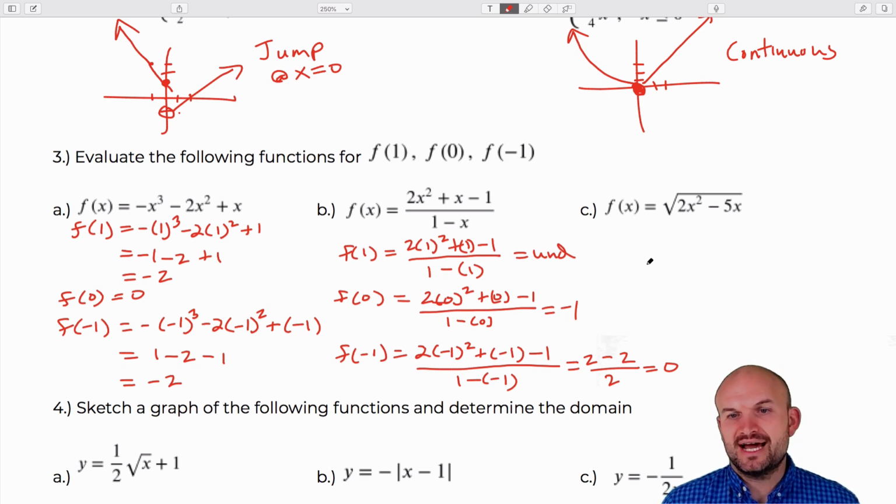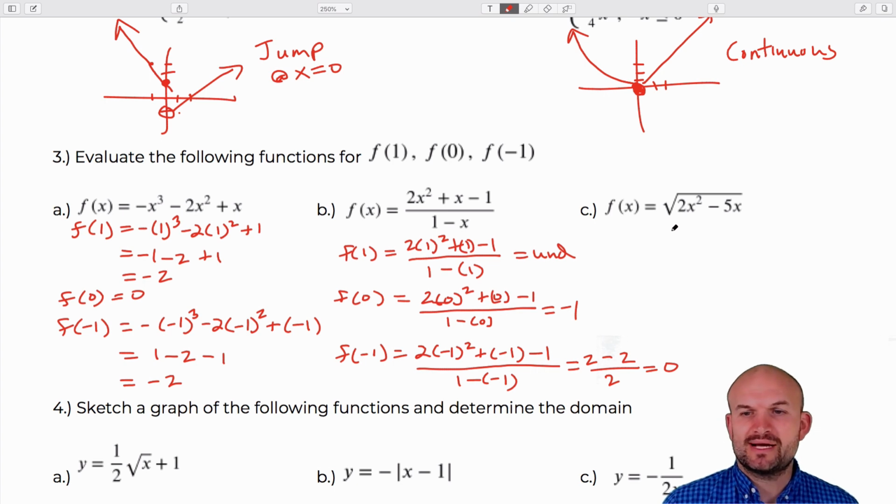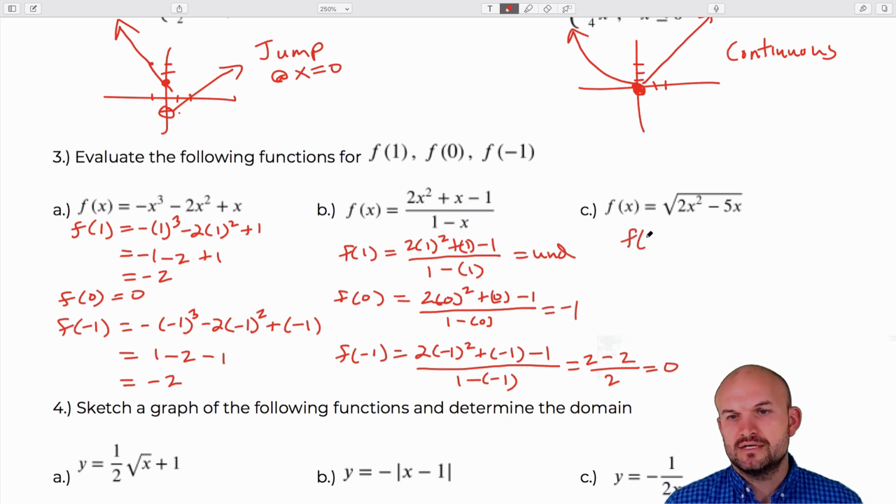All right, the next one, f of x equals the square root of 2x squared minus 5x. So if I plug in f of 1 here, I get 2 times 1 squared minus 5 times 1.